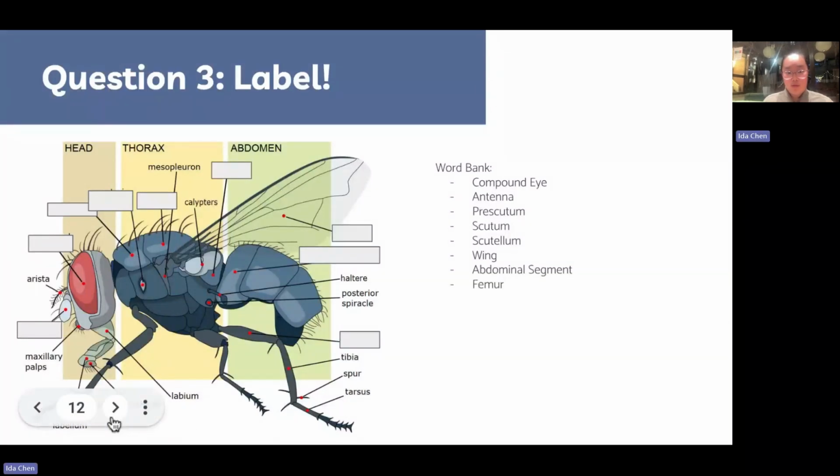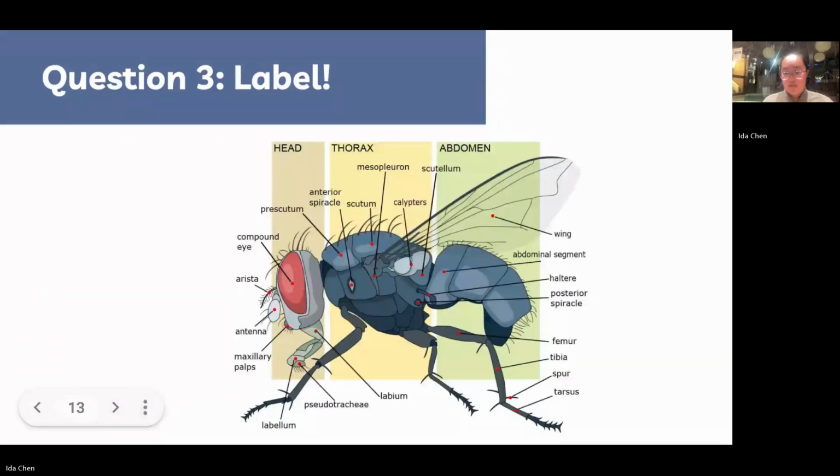All right, I'm going to switch to the next page. Just do a look through, see what you got right, see what you might have missed.